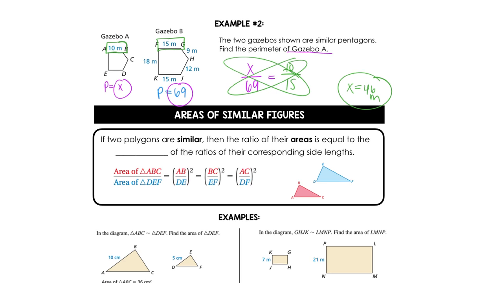Okay, with area is a little different. So if two polygons are similar, then the ratio of their areas is equal to the square of the ratios of the side lengths. And the reason why this is happening, it's because area is a measure of square units. So remember when we did area before in some other examples in the past, and it involves square units because you're taking a length and you're multiplying it by another dimension. So it's like two-dimensional.